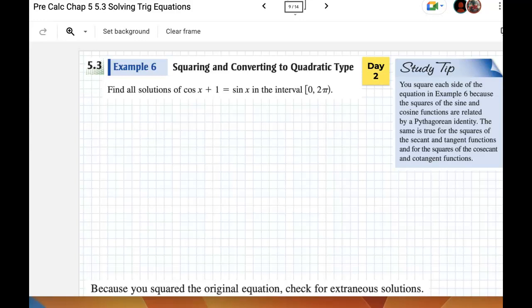Example 6 style equation. Again, you're going to have to recognize these ones and use the appropriate strategy. So give that a shot, and then just to optimize screencast time, I'll put the solution up there and I can talk over the solution.